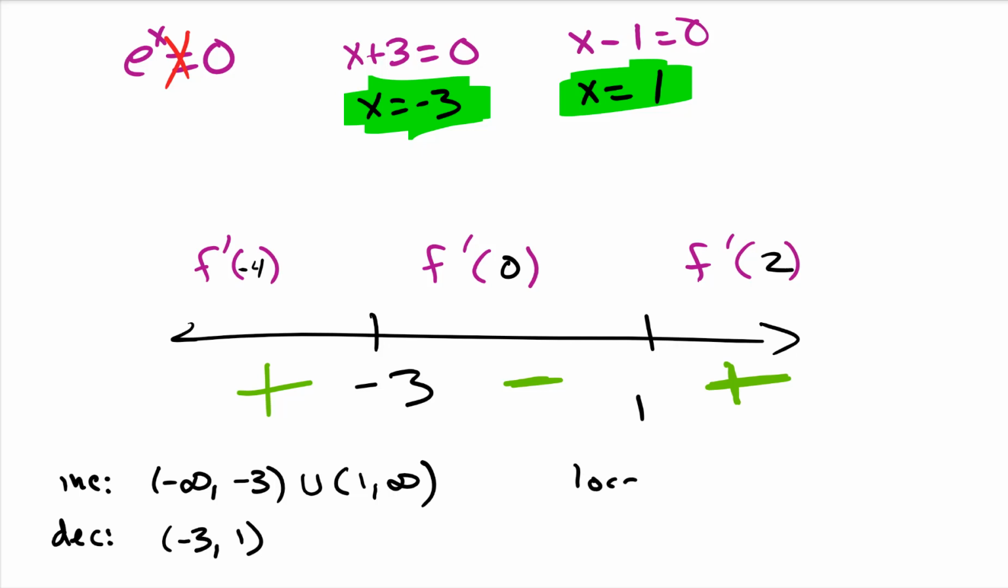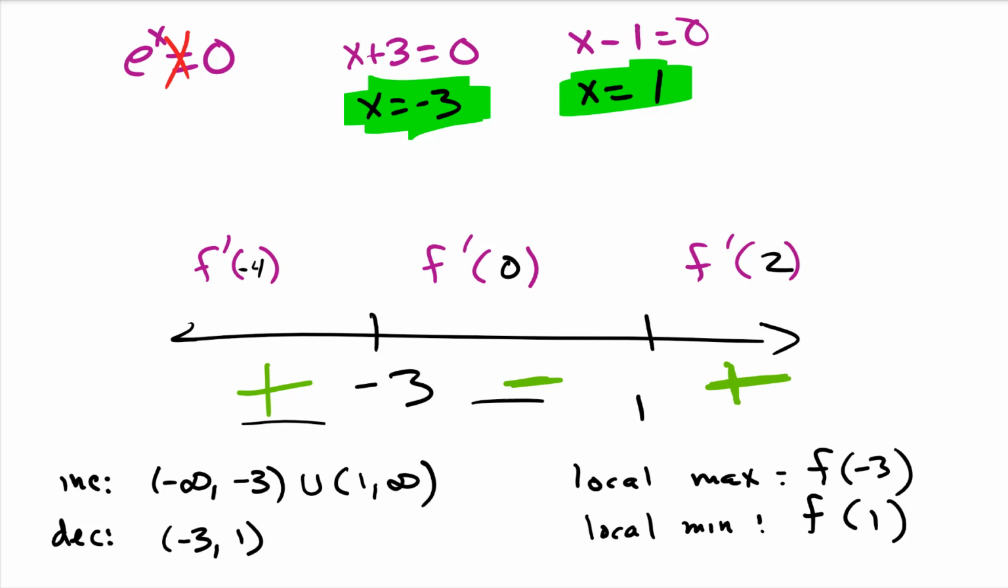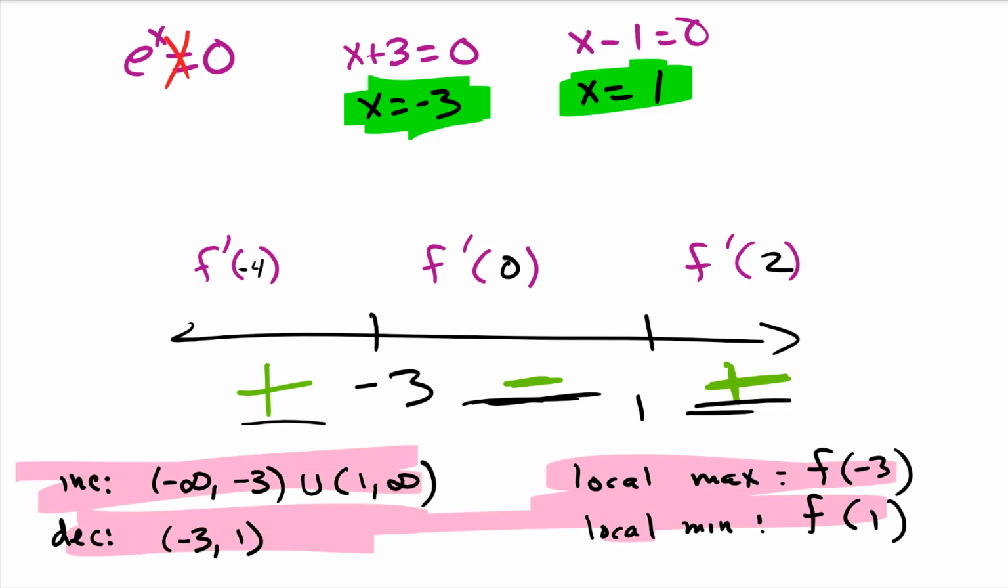Now we use the idea of a local max. A local max will occur where it goes from positive to negative. So that's going to be at f of negative 3. And we're going to have our local min at f of 1, because that's where you go from negative to positive. And there we have our solutions for these problems.